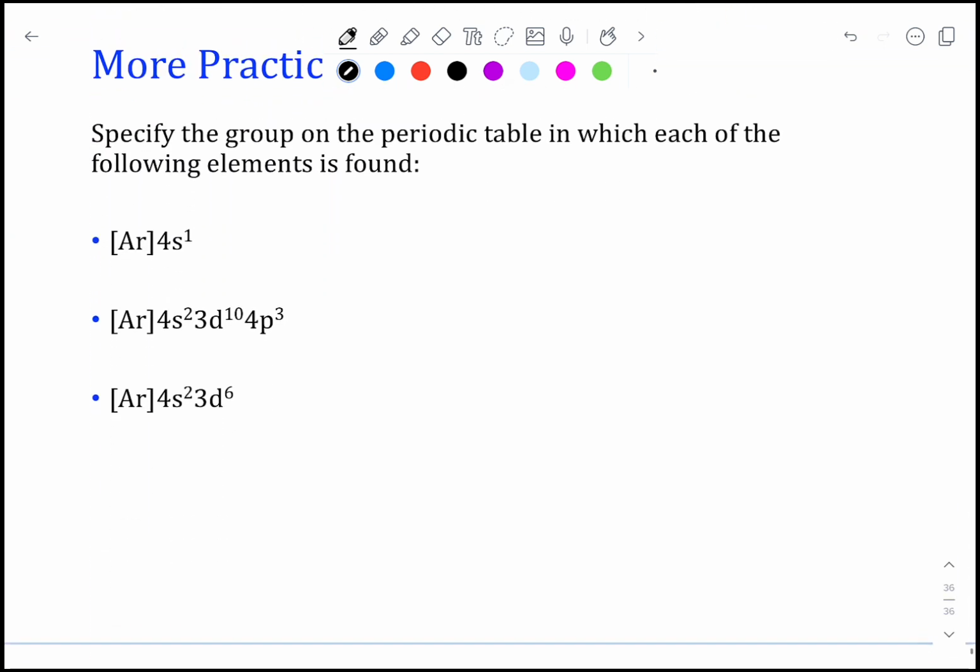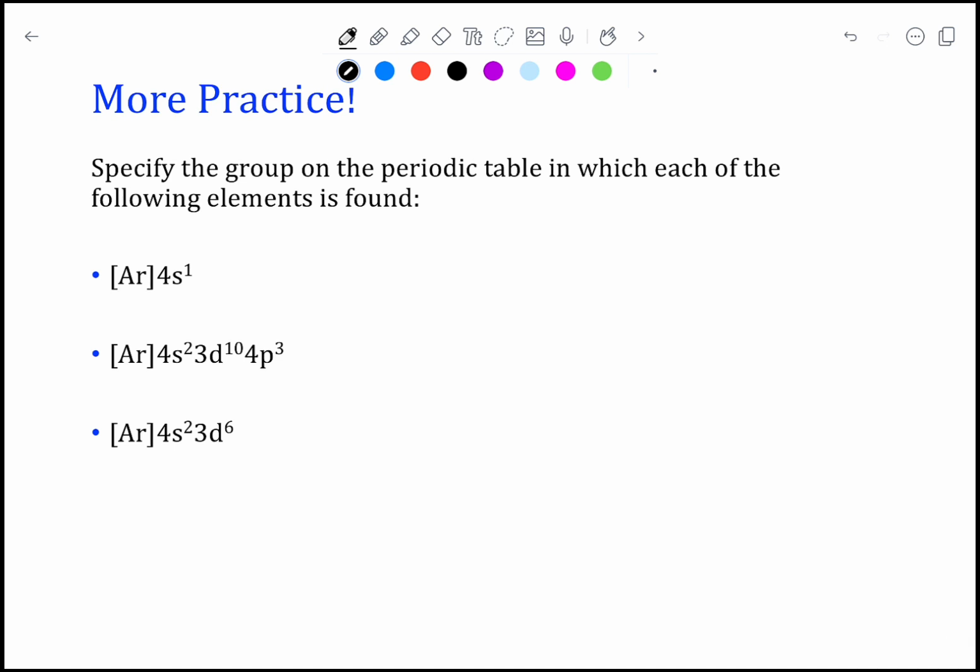Okay, and our last practice problem for this lesson is to specify the group on the periodic table in which each of the following elements is found. So we have to look at their valence electrons. Okay, so pull out your own periodic table so that you can look up where these group numbers come from. So we have argon 4s1. So if it's s1, that means there's only 1 valence electron because the core electrons come from argon. So 1 valence electron. This puts us in group 1.